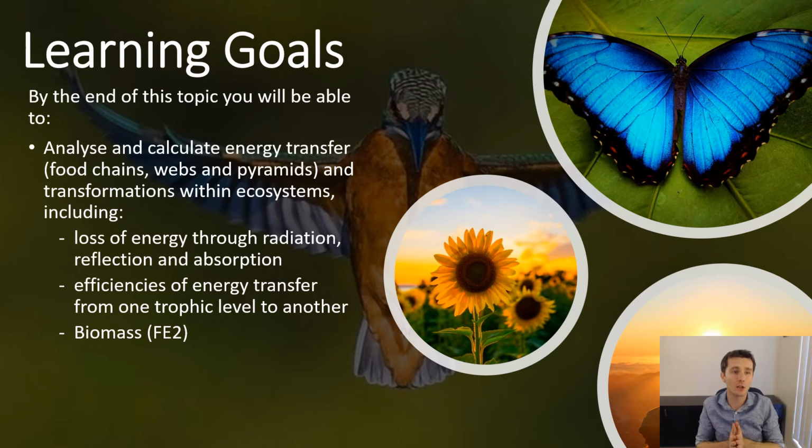So the learning goals for this lesson is to analyze and calculate energy transfer, so looking at food chains, webs, and pyramids, and transformations with ecosystems, including loss of energy through radiation, reflection, and absorption, efficiencies of energy transfer from one trophic level to another, and also biomass. So let's get going. This is a biggie, so strap yourself in. We're going to be here a little while.